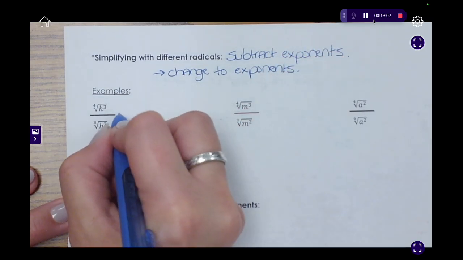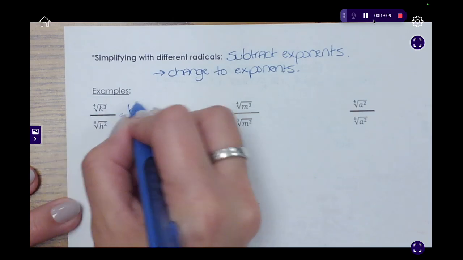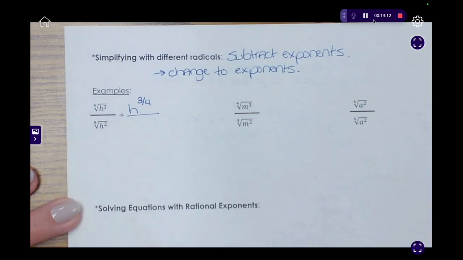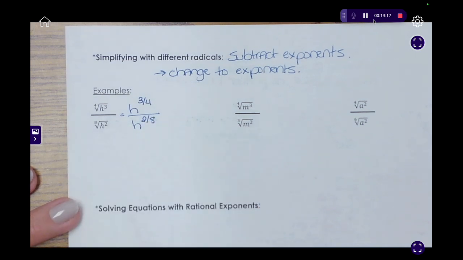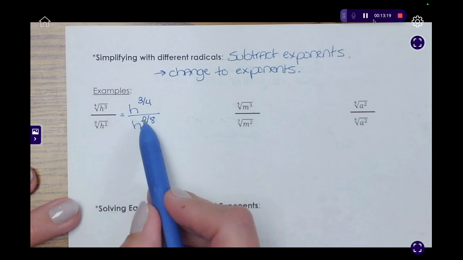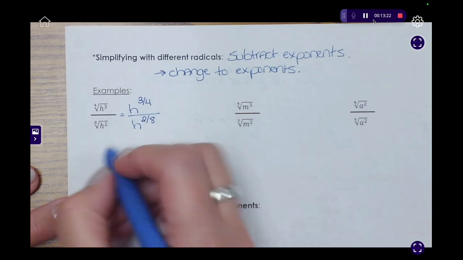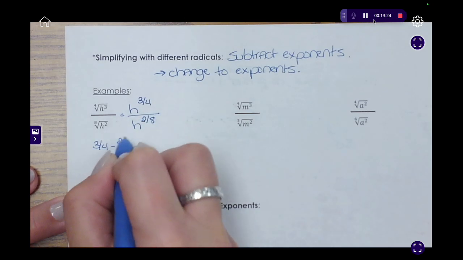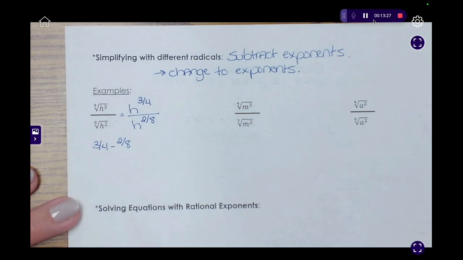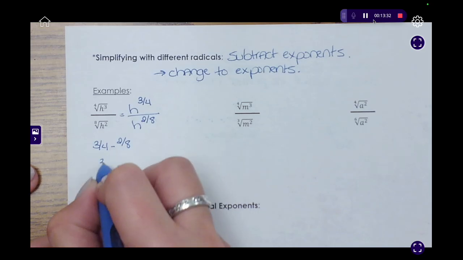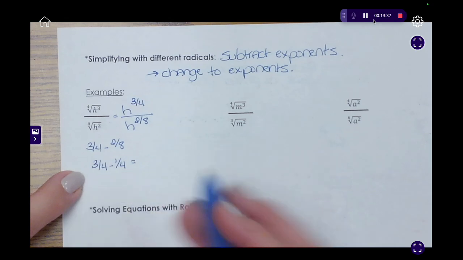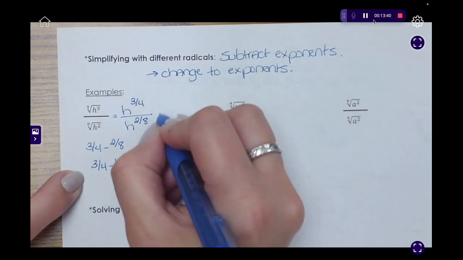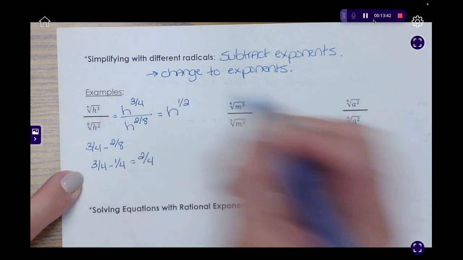So when I change this one, this would be h to the 3/4, and this one would be h to the 2/8. Okay, so now I'm looking at it. If I'm asking you to divide, I'm simplifying these. I'm just going to subtract these exponents. So that's going to be 3/4 minus the 2/8. Now remember, when you're subtracting or adding fractions, they do have to have the same denominator. So this one actually simplifies to a 1/4 when I reduce it. So if I do 3/4 minus 1/4, I get 2/4. So this would be h to the 1/2 power because this reduces.